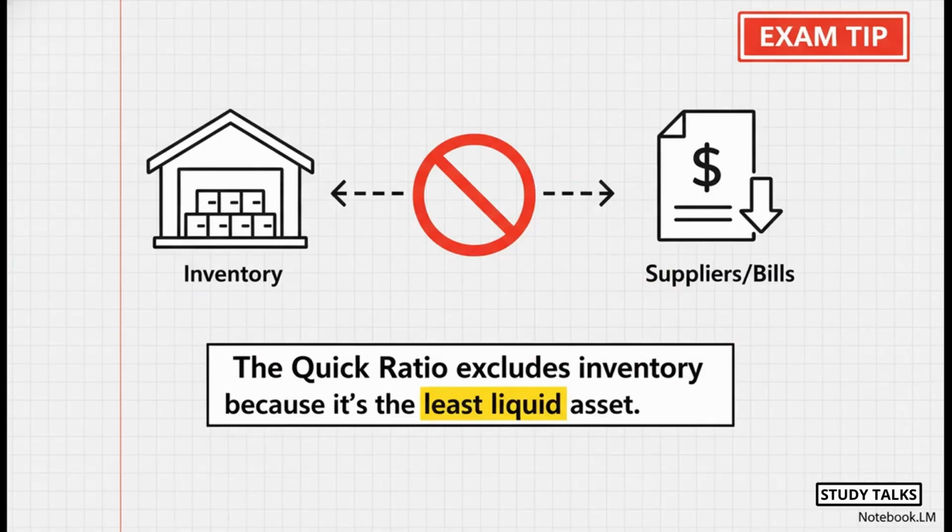And here's a huge exam tip for you. ICAI loves to test the logic behind the quick ratio. In your answer, you have to state why inventory is excluded. The reason is it's the least liquid of all current assets. You can't just pay your suppliers with a warehouse full of stuff, right? This single point is where a lot of marks are either gained or lost.